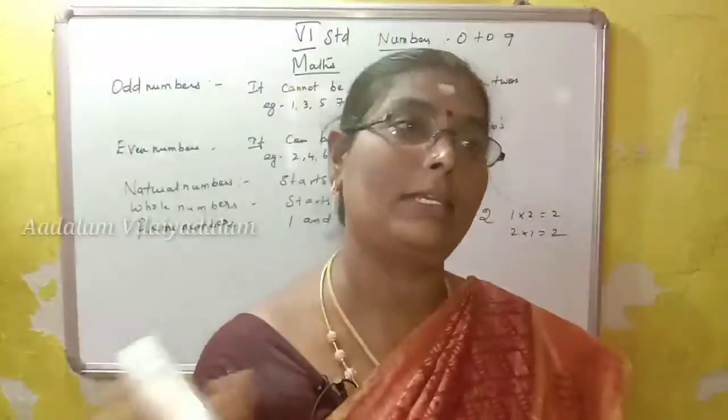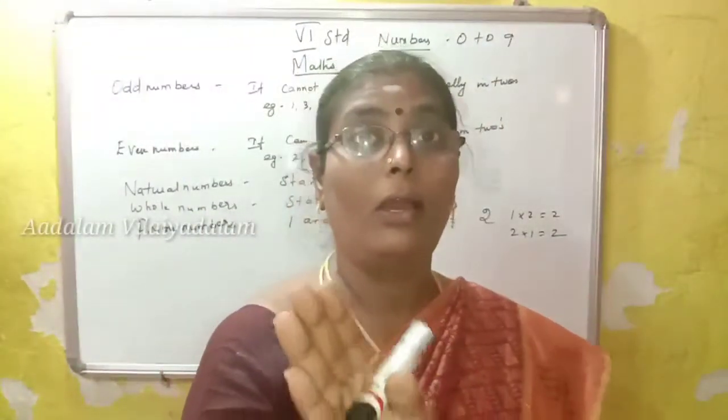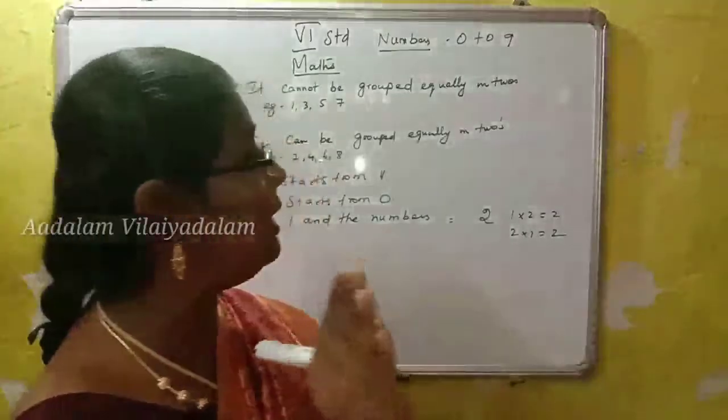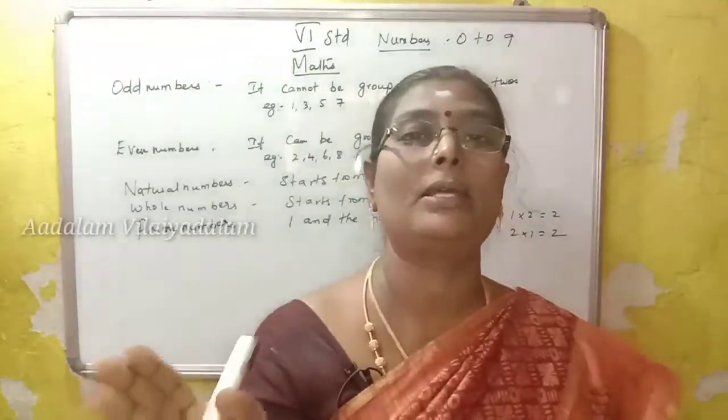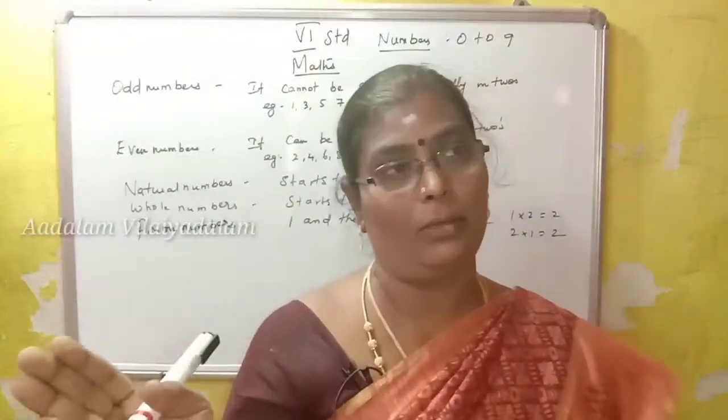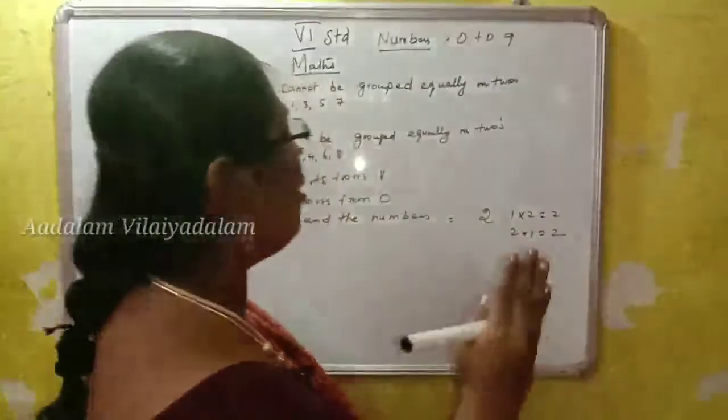3 1s are 3 and 1 3s are 3. That's all. But 4, you see that 4, how many tables? More than 2 tables. If you see more than 2 tables, that is known as a composite number. Okay, if 4 means, how many tables here?